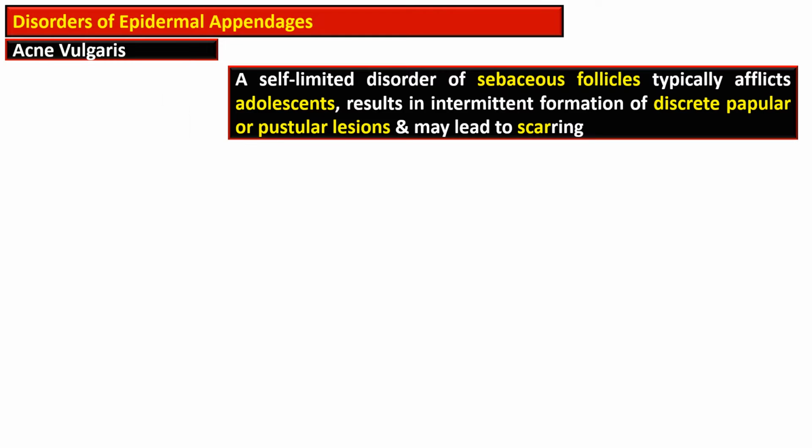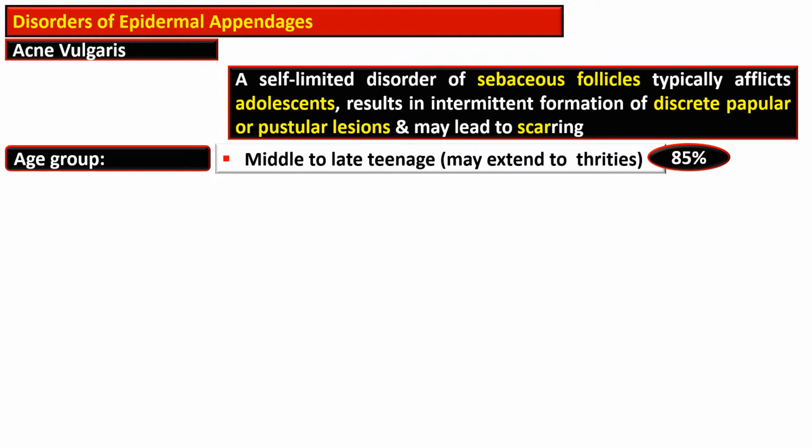as normal. It is defined as a self-limited disorder of the sebaceous follicle, typically afflicting adolescents, resulting in intermittent formation of discrete papular or pustular lesions that may lead to scarring. The age group affected is middle to late teenage, and it may extend to the 30s. 85% of the patients belong to this age group.